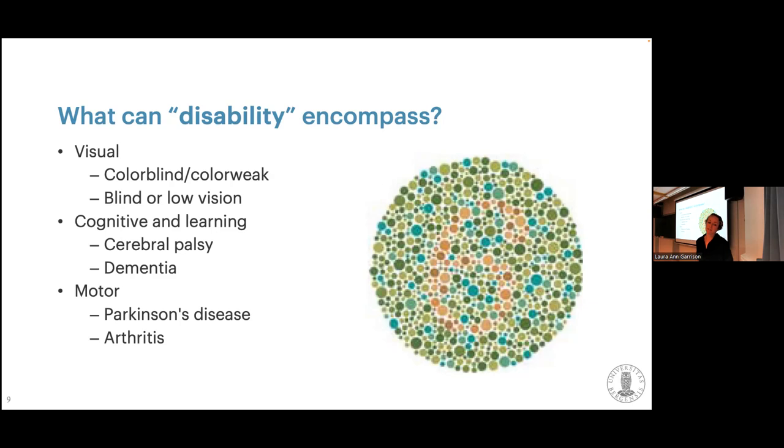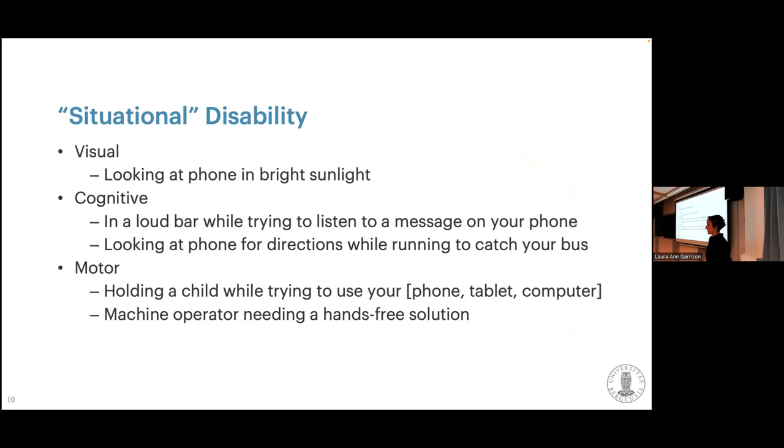But it's not just color blindness, right? There's blindness and low vision. And then if we look at a different category with cognitive and learning disabilities, this can include cerebral palsy or dementia. And with motor disabilities, this can include Parkinson's disease or arthritis. And there's not just disabilities like this, there's also situational disabilities that all of us can experience in our lives at some point. And these are just a few examples I have.